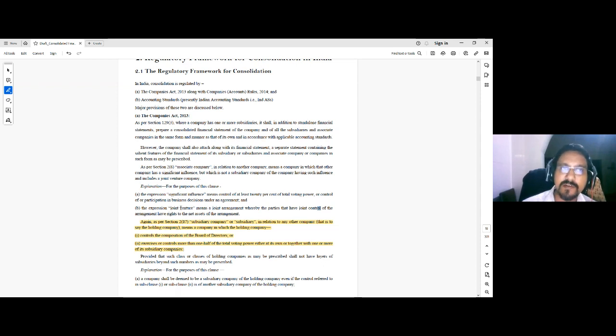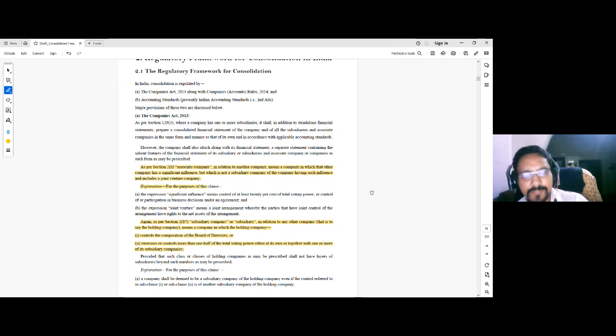Then what is the associate company? Now, the associate company, I am highlighting it. Just a minute. Right. The associate company, as per section 2(6) of the Companies Act 2013, in relation to another company which we call the parent company, means a company in which that other company, the parent company, has a significant influence, but which is not a subsidiary company of the company having such influence. And this associate company concept also includes a joint venture company.